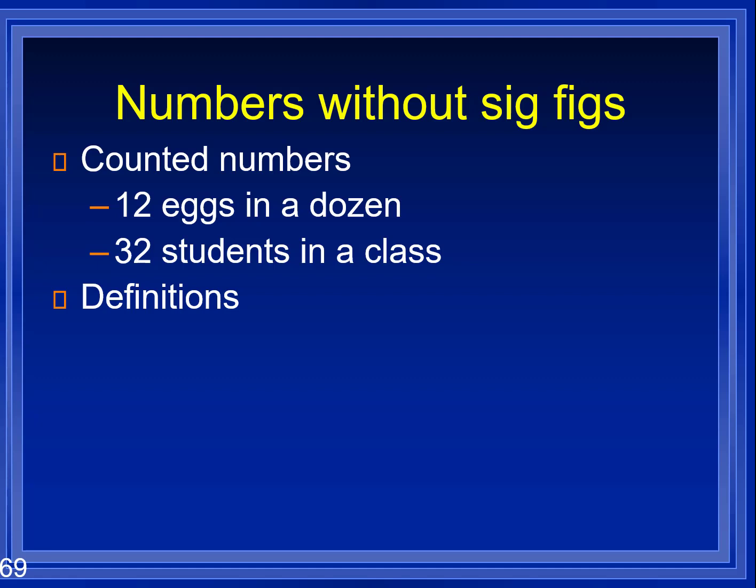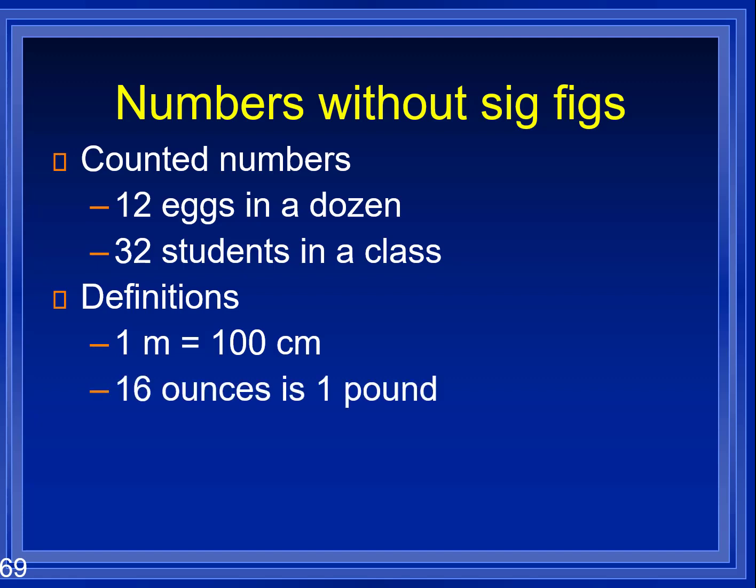The second place you can get them is definitions. Some numbers are definitions. When we use the metric system, we'll learn that 1 meter is 100 centimeters, because the definition of a centimeter is 1/100th of a meter. Or in the English system, 16 ounces is 1 pound. It's not going to be 16.1. It's not going to be 15.9. It's going to be exactly 16 every time, because that's the definition of a pound.